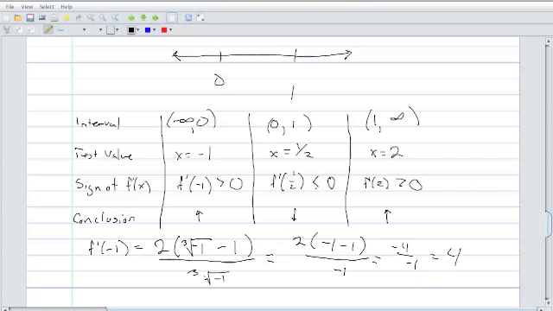So since when x is 0, our function is increasing on the left and decreasing on the right, that means we have a relative maximum when x is 0. And since our function is decreasing on the left of 1 and increasing on the right of 1, we have a relative minimum at x equals 1.